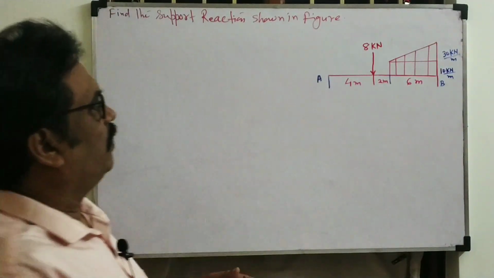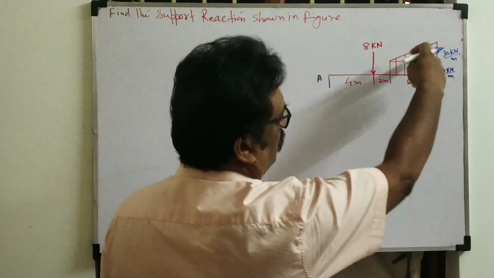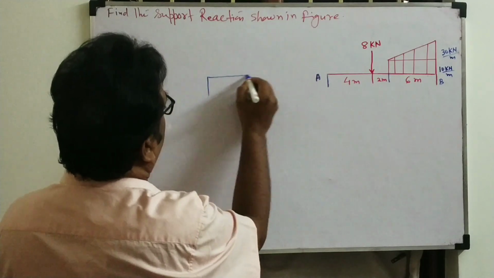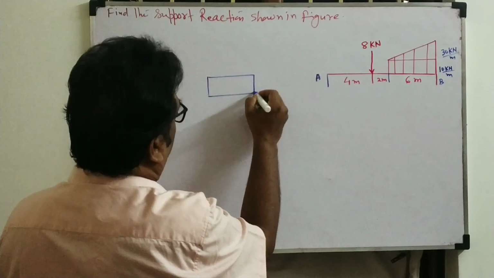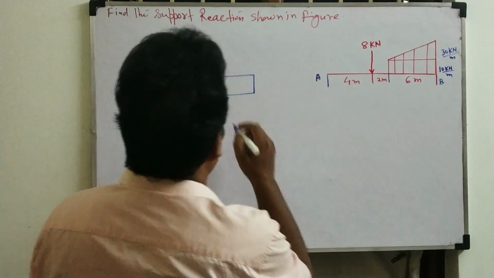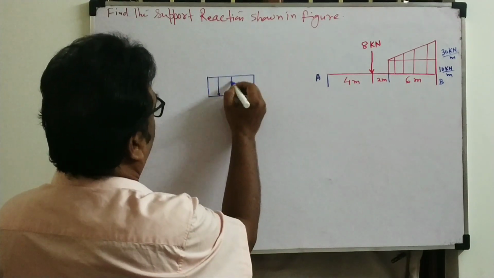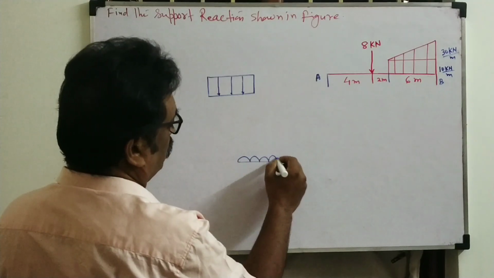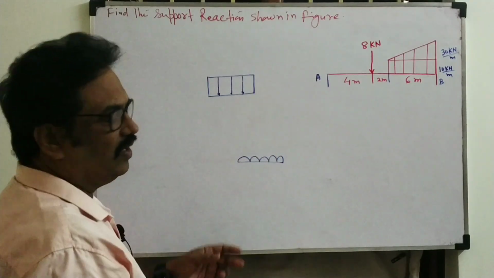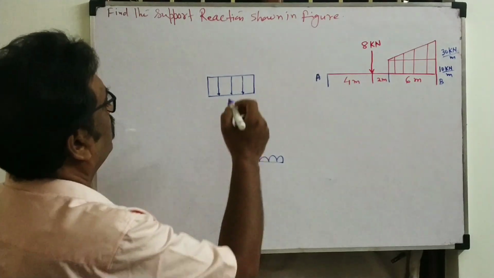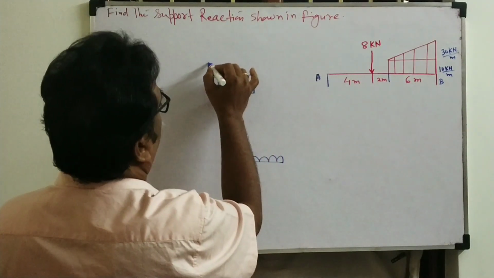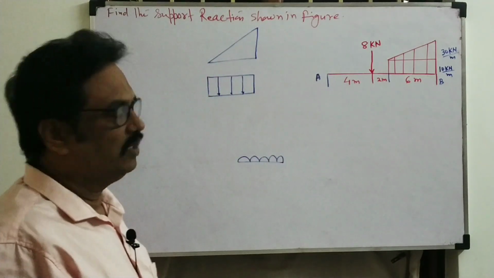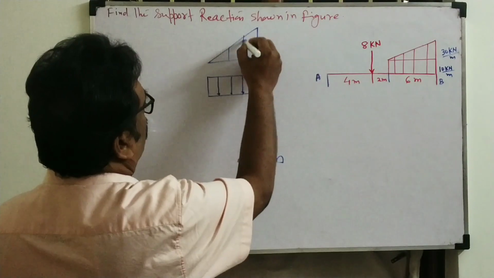Before solving this problem, we will analyze this part. Look here, I will draw that separately. This is the UDL, uniformly distributed load. These symbols you already know, and they can also be drawn like this. Both symbols are the same. This is called a rectangular section. Another is triangular. This is called UVL, also known as a triangular section.